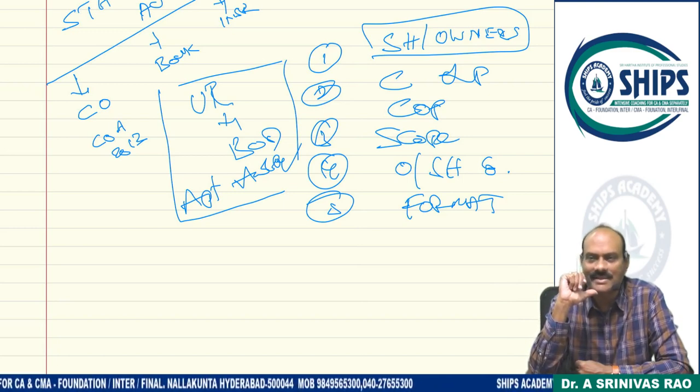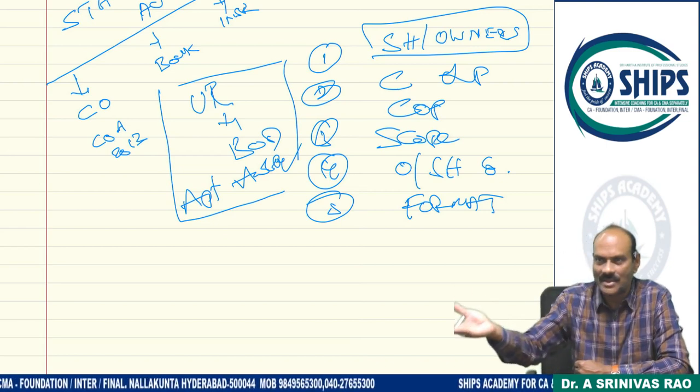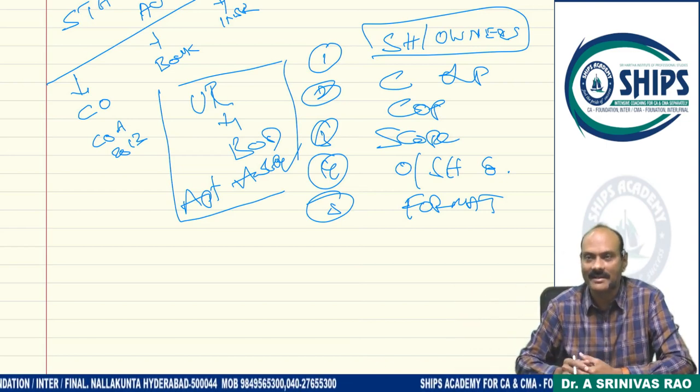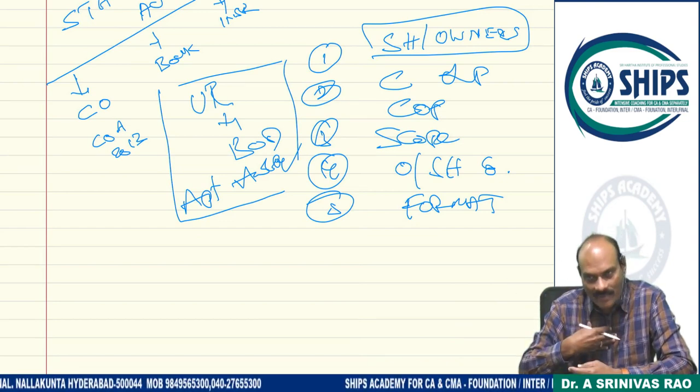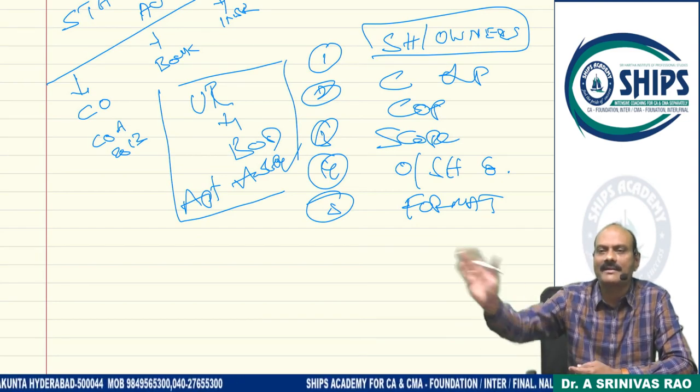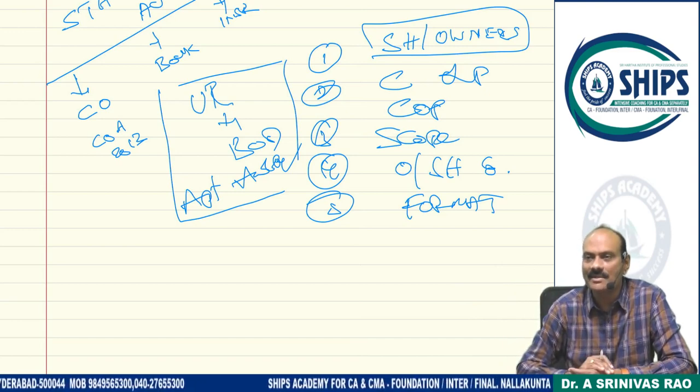Correct. Ordinary resolution only. We are asking, since we shareholders are unable to appoint an auditor, we are authorizing the board of directors on our behalf: you can appoint an auditor. Can the shareholders do so?